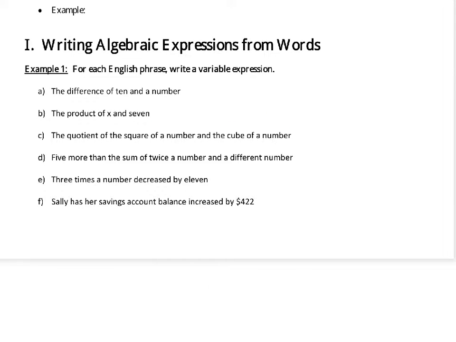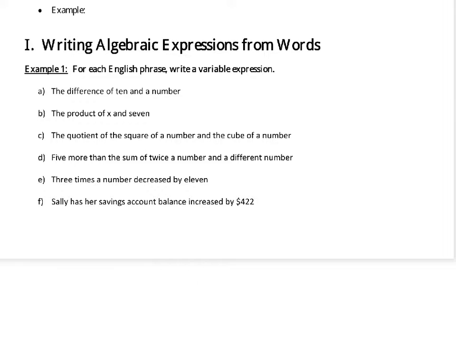Example 1c reads, the quotient of a square of a number and the cube of a number. What I typically do in these problems is I work backwards. So I'll start at the end on the far right of the wording first, and then I'll just try to pick out specific chunks that I can convert into symbols one by one, and then I'll piece it all together.